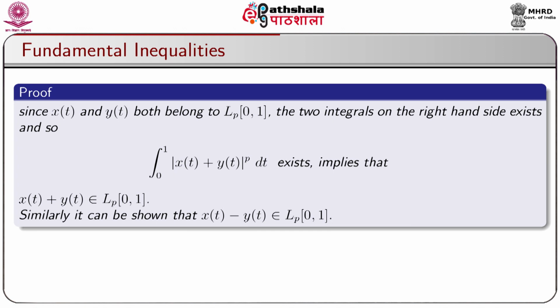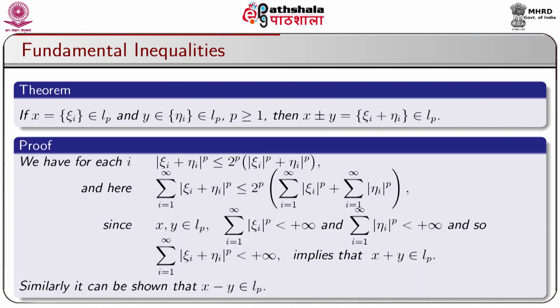Since x(t) and y(t) both belong to L^p[0,1], the two integrals on the right hand side exist, and so the integral from 0 to 1 of |x(t) + y(t)|^p dt exists, which implies that x(t) + y(t) belongs to L^p[0,1]. Similarly, we can show that x(t) - y(t) belongs to L^p[0,1].